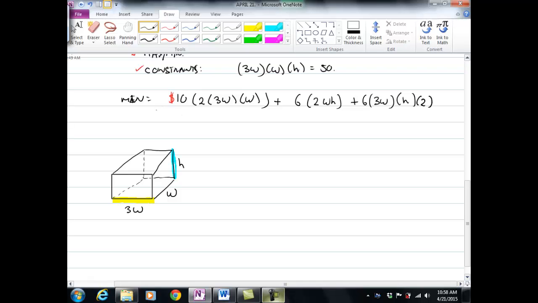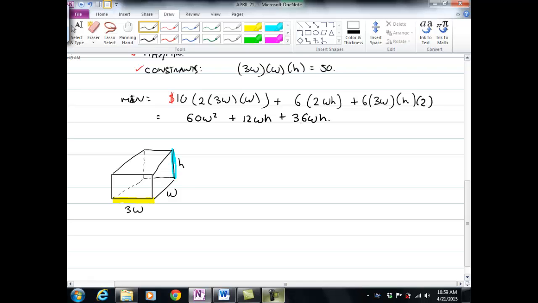Let's simplify this right now as 20, that's 60W squared. Very nice. Plus 12WH. Nope. Plus 12's 3 is 36, WH. 36WH.